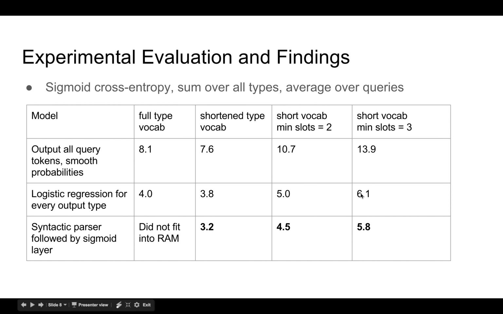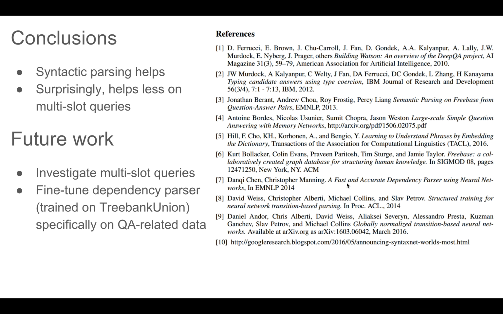The surprising finding is that the more slots we have in the query, the less is actually the difference between the simple logistic regression and the features produced by the syntactic parser. This is surprising and clearly needs further investigation. And another direction which I want to explore is fine-tuning the weights of the dependency parser specifically on QA-related data.